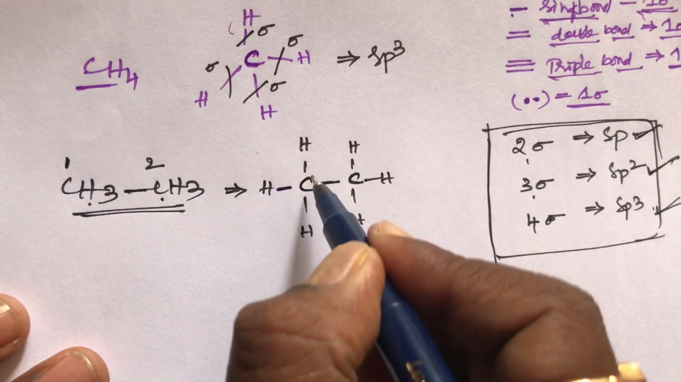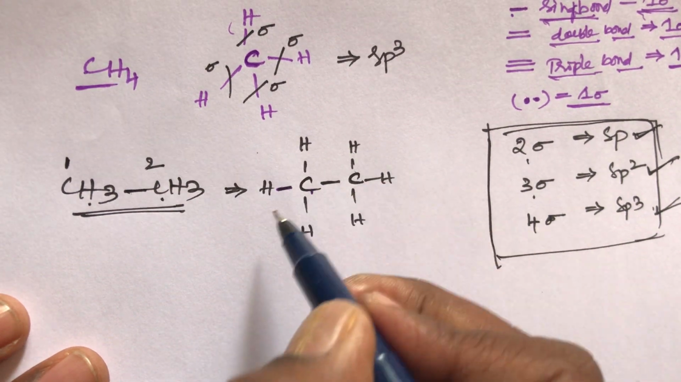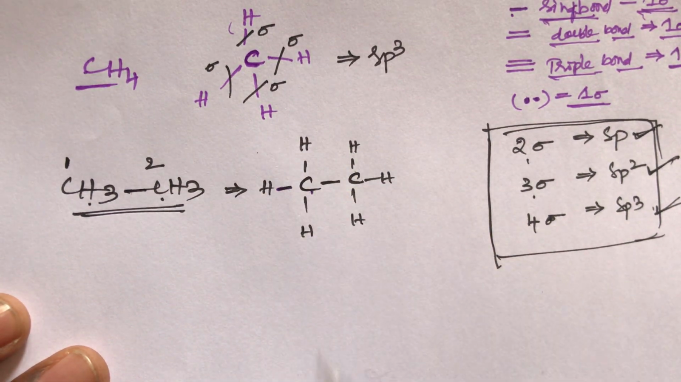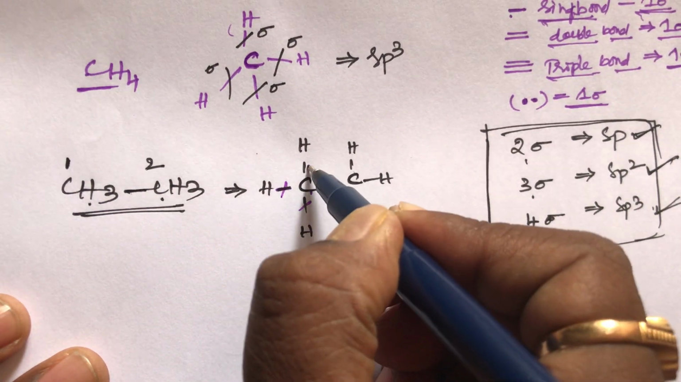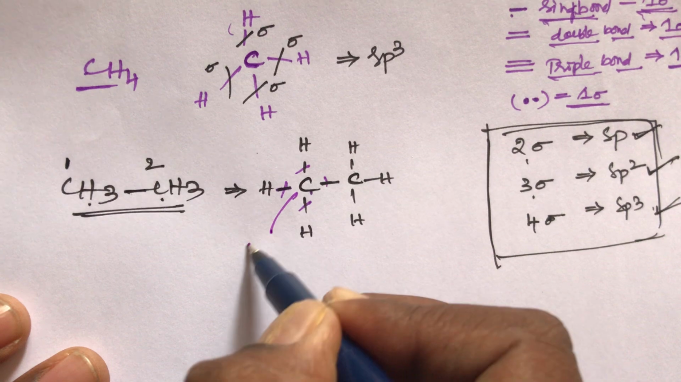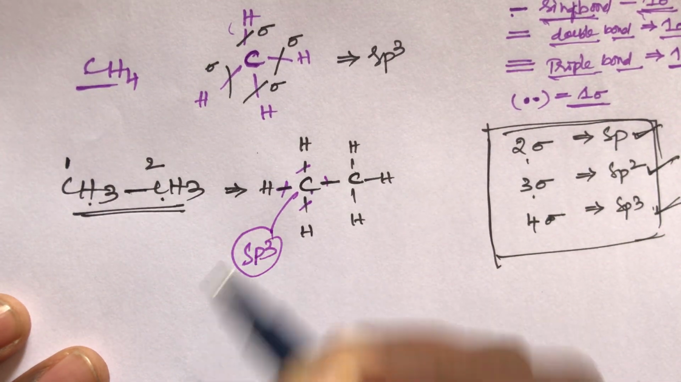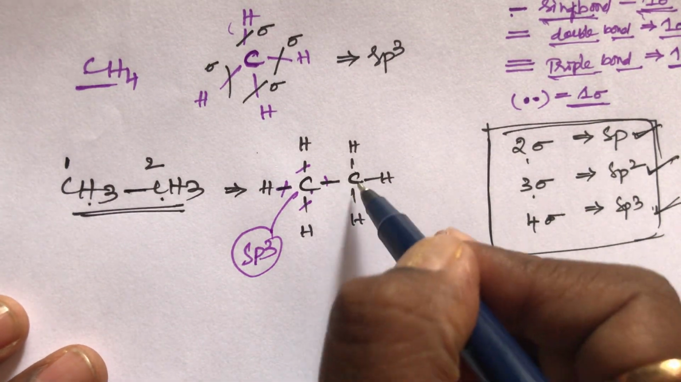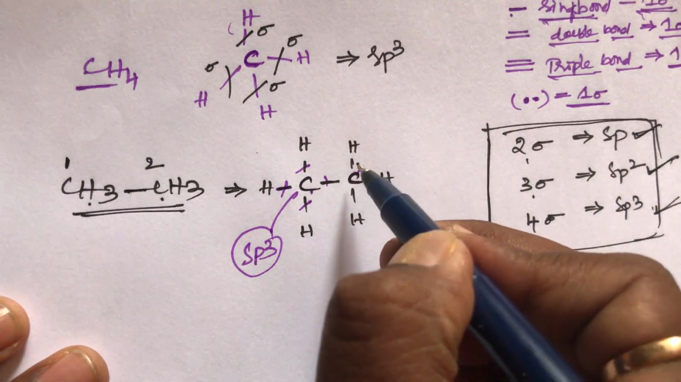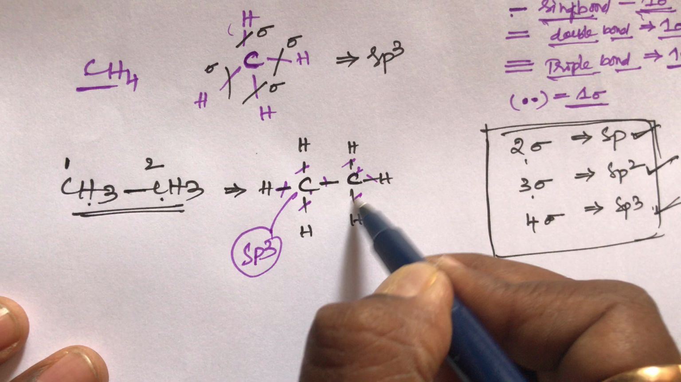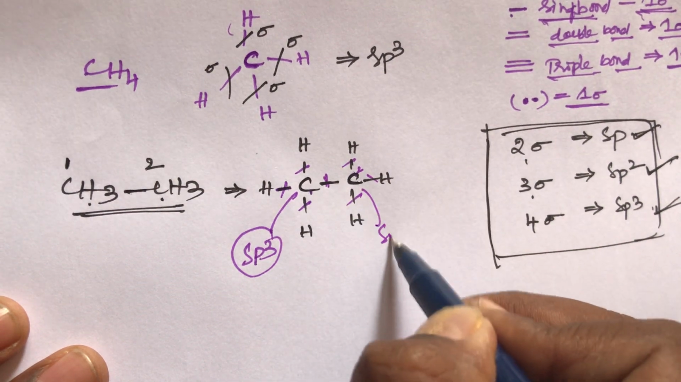This first carbon is surrounded by 1, 2, 3, 4 sigma bonds, so it belongs to sp3 hybridization. And what about the second carbon, students? How many sigma bonds surround this second carbon? 1, 2, 3 and 4. This is also sp3 hybridization.